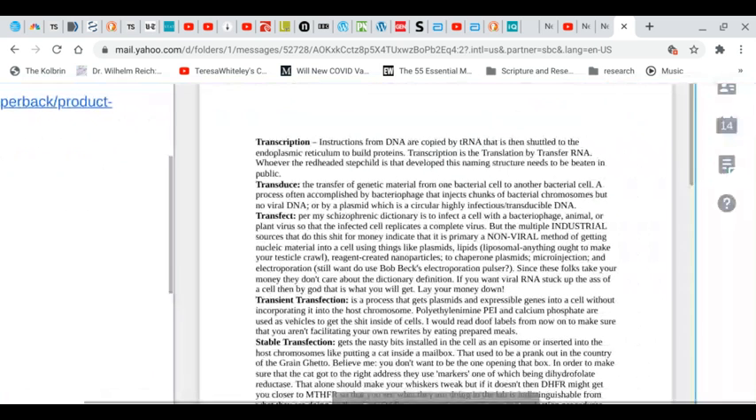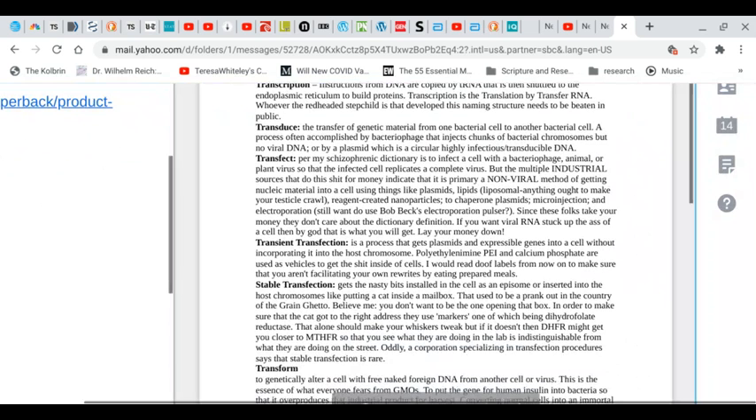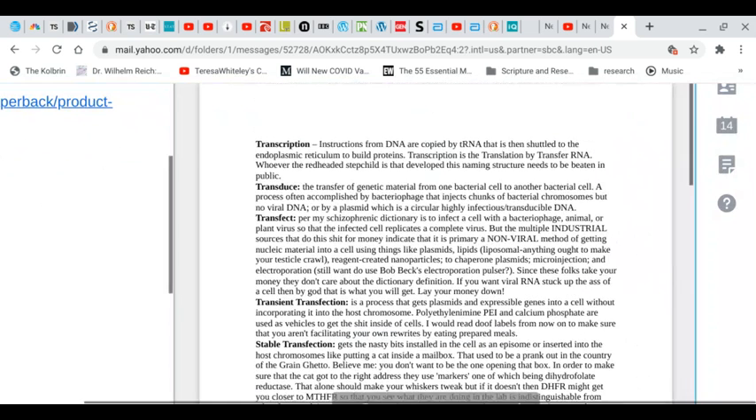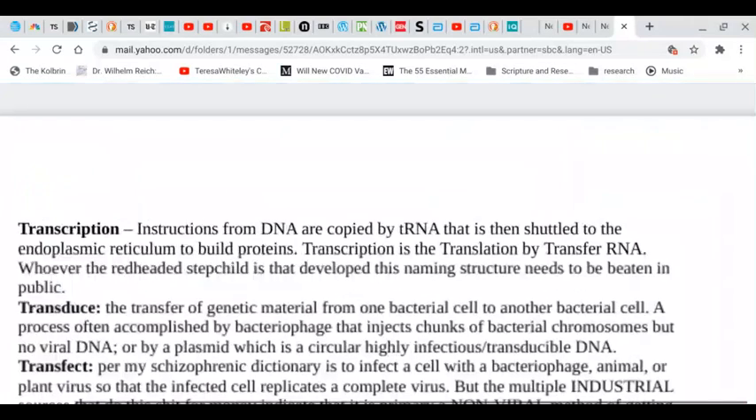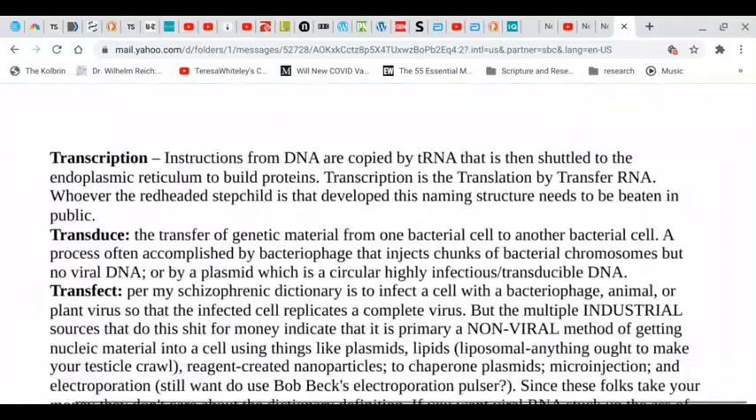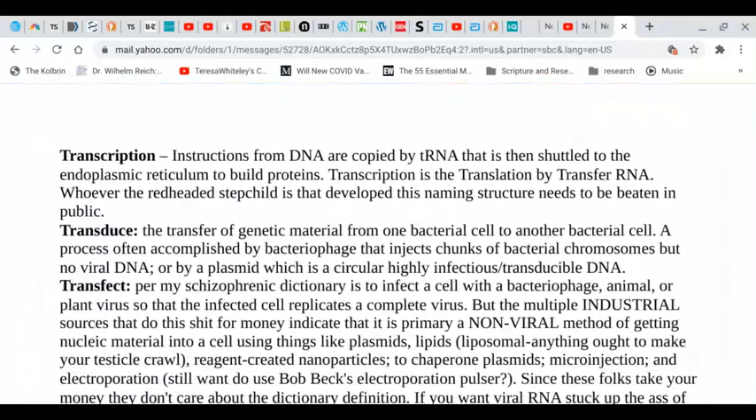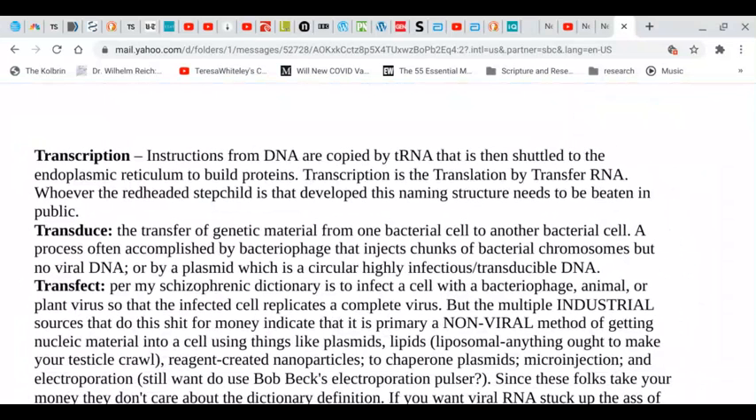Patrick sent me this link. I actually read this in his book, and unfortunately I don't have a link to it, but I'll read you Patrick's definition of transfection. Again, this is from his book, Prion Agenda. Transcription: instructions from DNA are copied by transfer RNA that's then shuttled to the endoplasmic reticulum to build proteins. Transcription is the translation by transfer RNA. Whoever the red-headed stepchild is that developed this naming structure needs to be beaten in public.